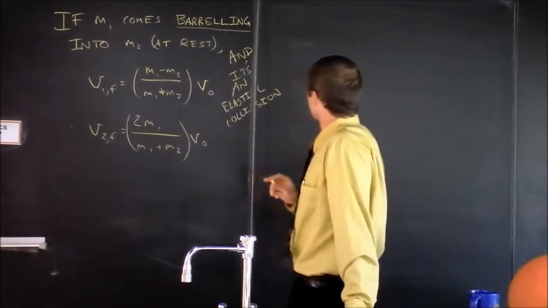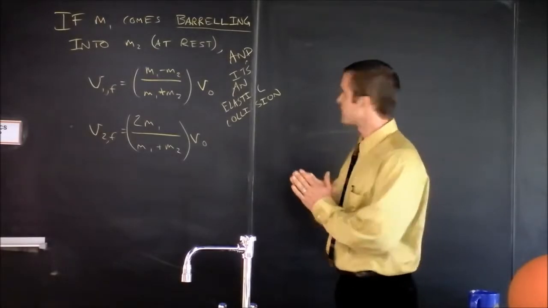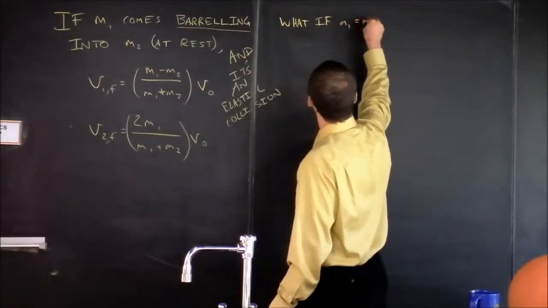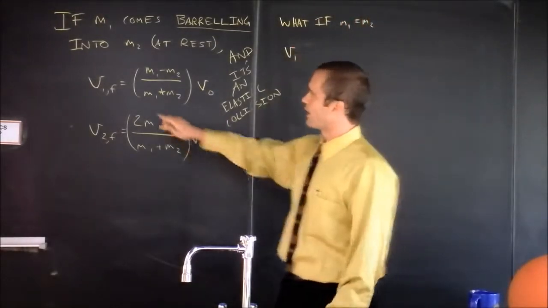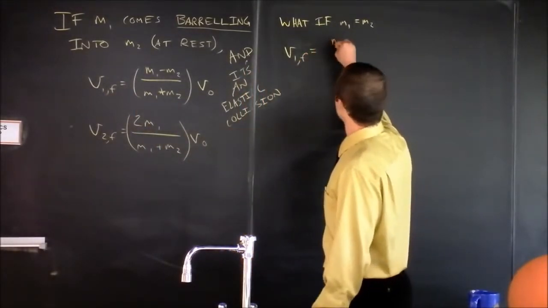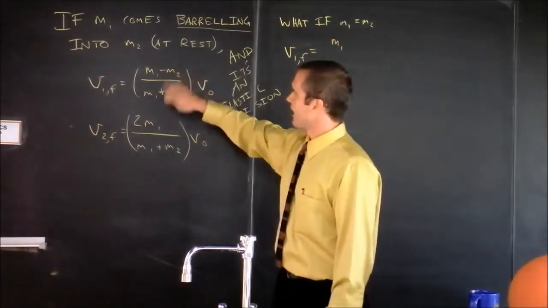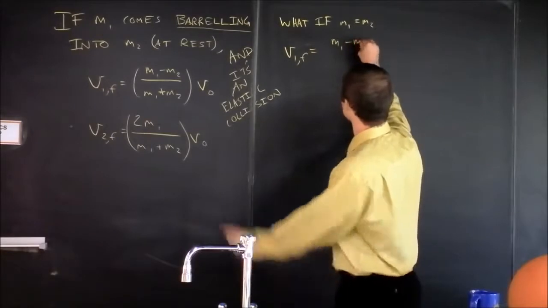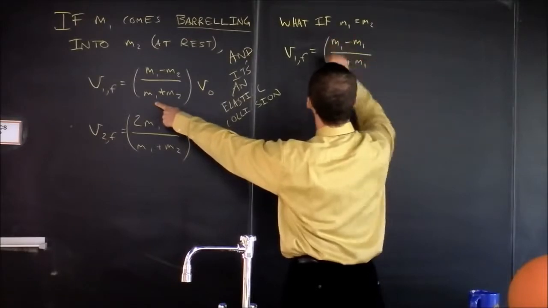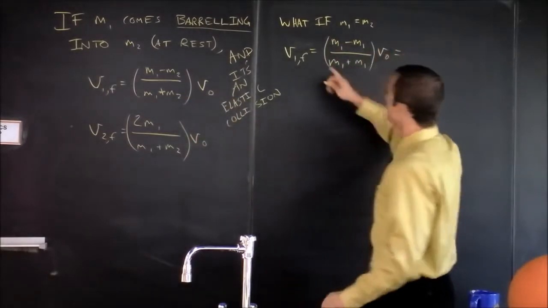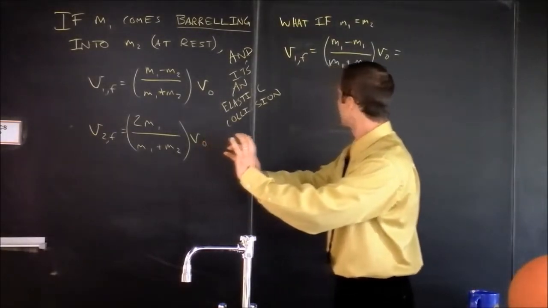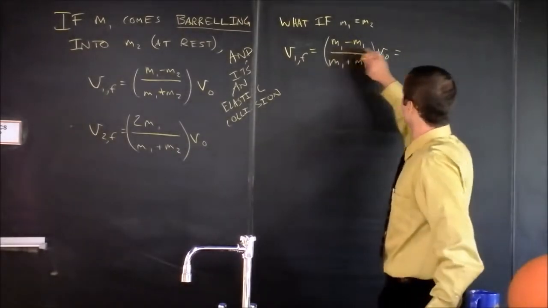But I want to investigate three special cases in this set of equations. And the first situation I want to investigate is, what if M1 equals M2? Remember, M1 is the guy that is actually moving initially. The final velocity of the guy that's moving is going to be, well, instead of writing M2, I'm just going to write M1s everywhere. So I'm going to write M1 minus M1, over M1 plus M1 times V naught. So how fast is that first sucker moving? He comes in and he hits somebody of the exact same mass that he has, and we're going to find that his velocity is 0.